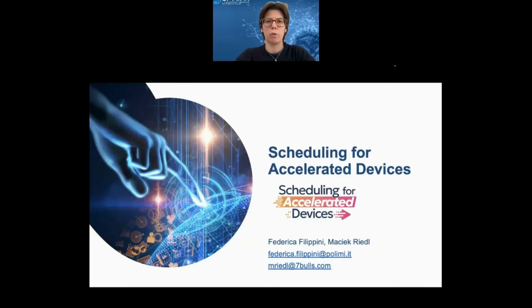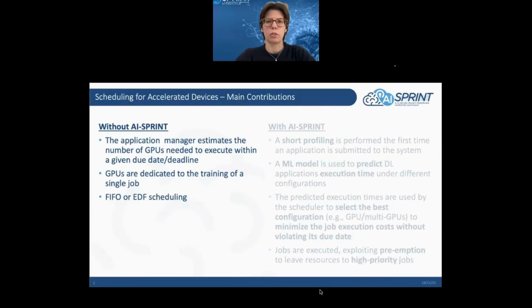This video will give you an overview of the AI Sprint Scheduling for Accelerated Devices component and its main contributions. Traditionally, an application manager willing to run resource-intensive deep learning applications on accelerated clusters has to perform an estimate on the type and number of GPUs needed to complete the execution by a prescribed due date. Moreover, cluster resources such as GPUs are often dedicated to run single applications, causing significant underutilization and higher costs.